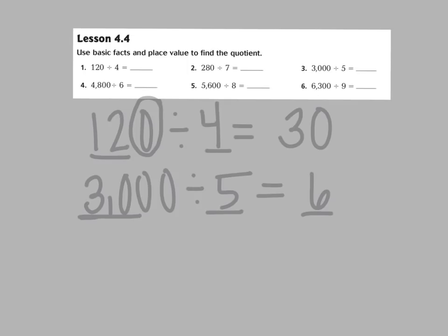Then you only circle the zeros that weren't included in your basic math fact. So I add 2 zeros to the 6 and my answer becomes 600. All right, boys and girls, I want you to try number 5 on your own. Pause the video, resume it when you're done.